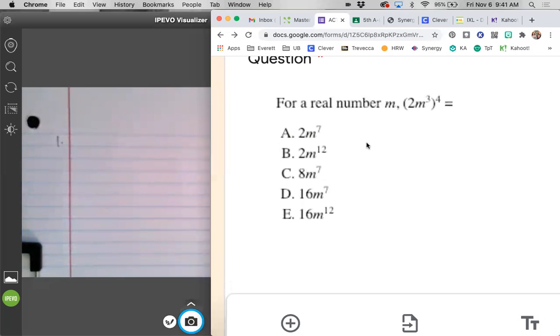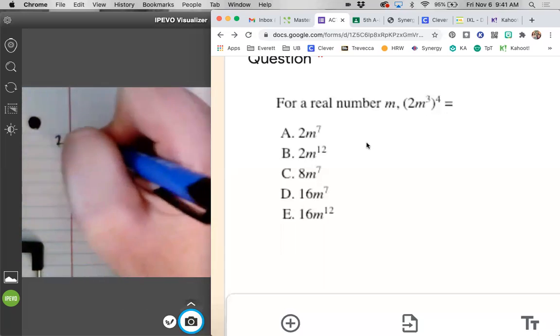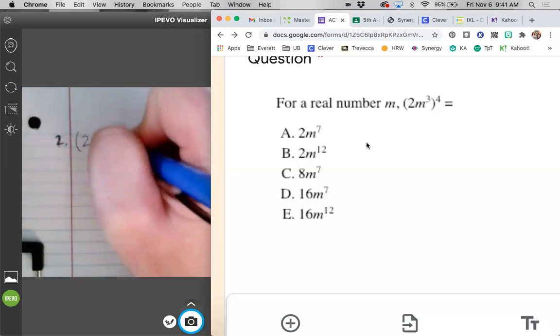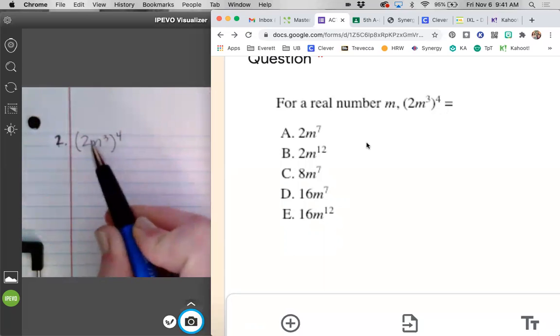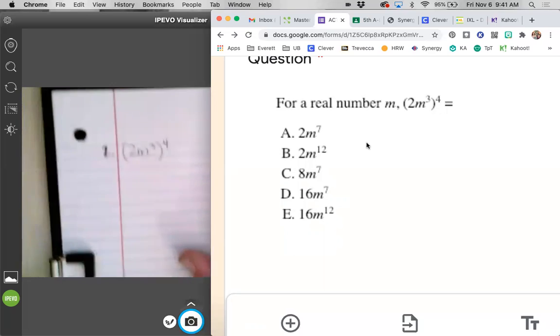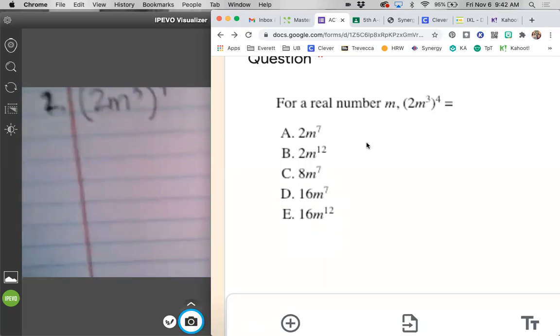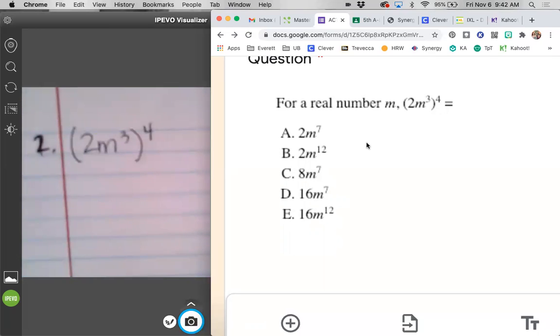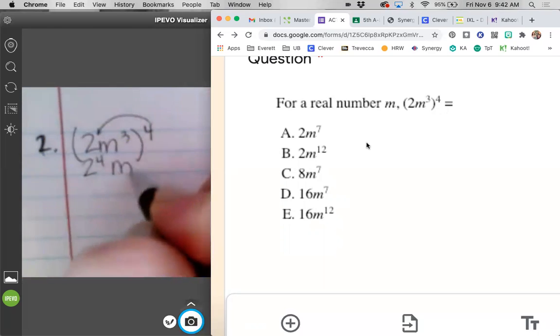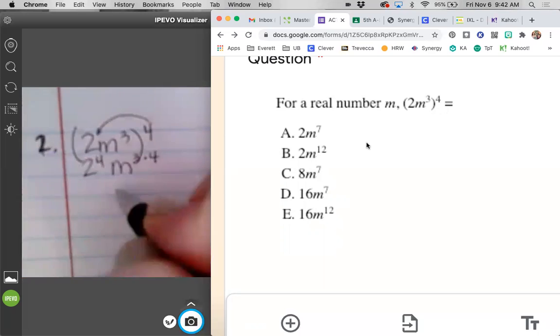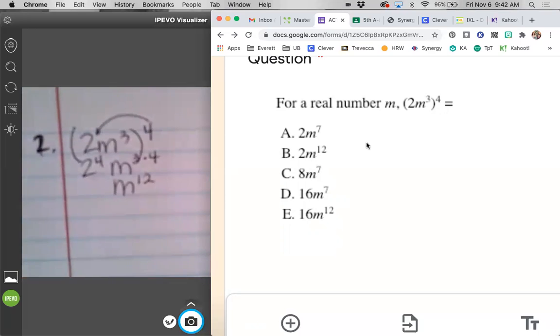Next, for a real number m, 2m cubed, all raised to the 4th equals blank. So on this one, I didn't write anything down for number 1, so I'm going to change that to 2. On this one, you have to realize that when you have an exponent outside the parentheses like that, it gets distributed in to all of the other terms. Now, terms are multiplied here, and so each one is going to get a 4 behind it. So 2 to the 4th, and m to the 3 times 4, or 12th power. So personally, I think that's faster to multiply the exponents.